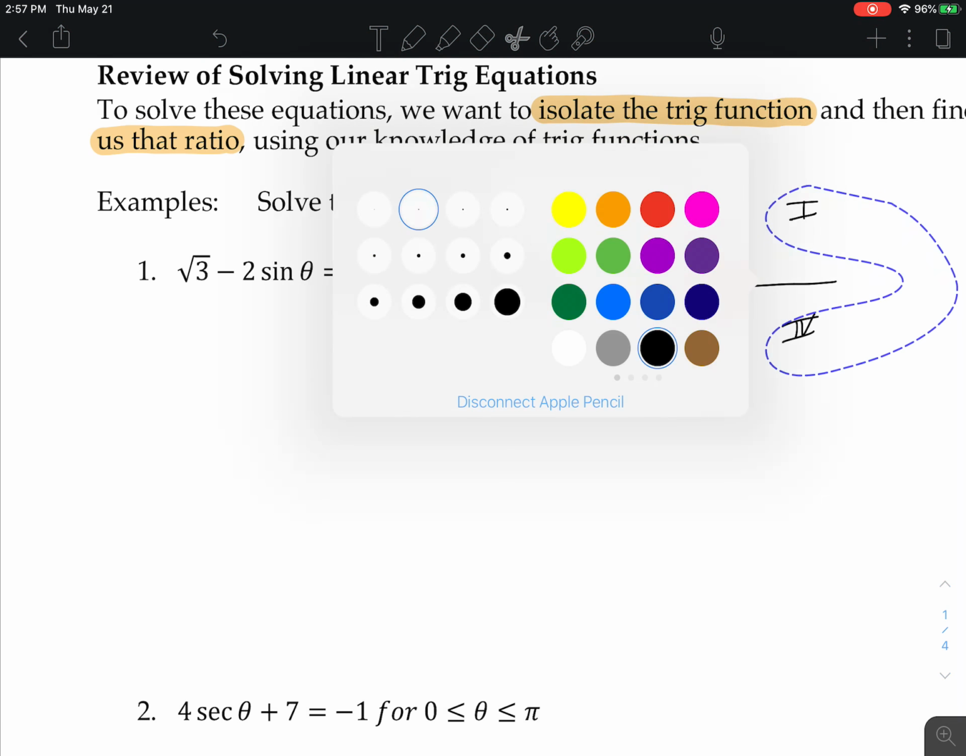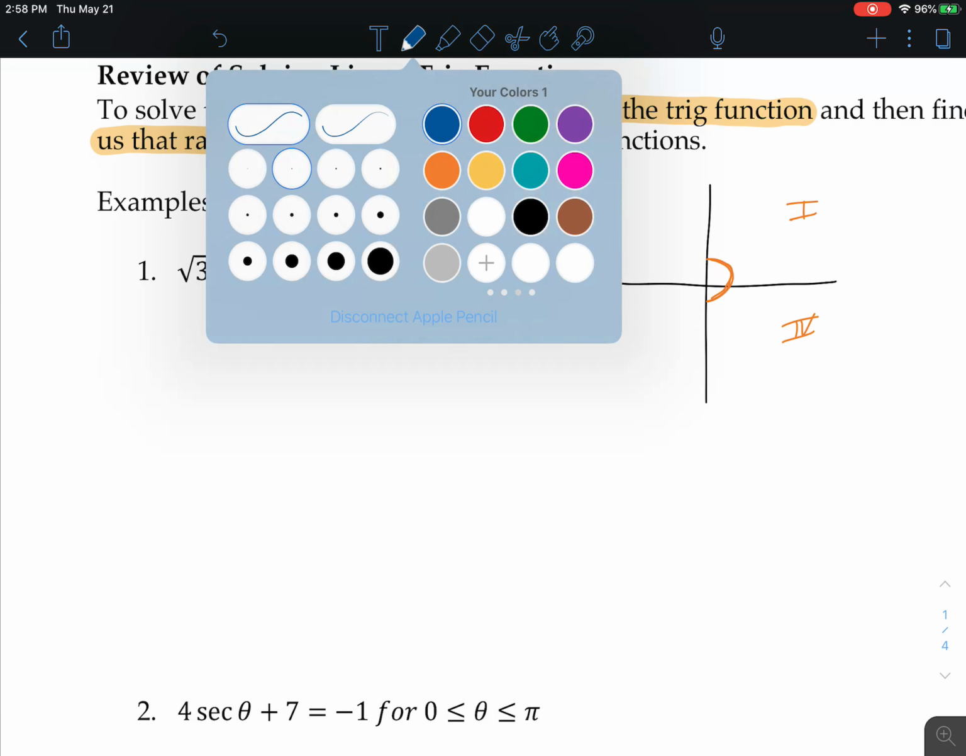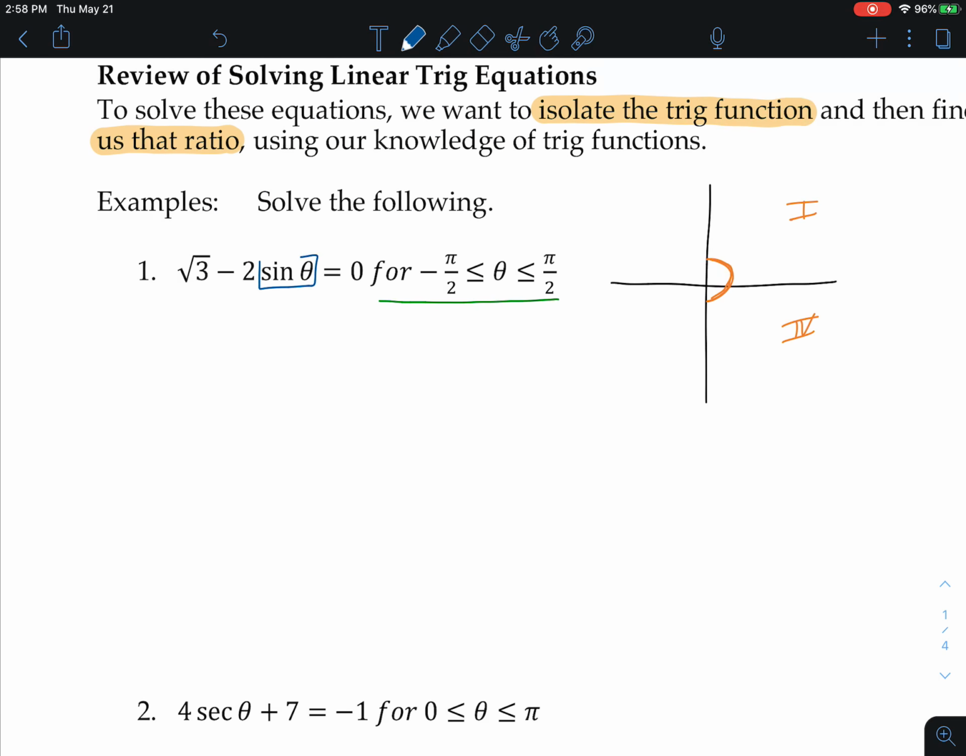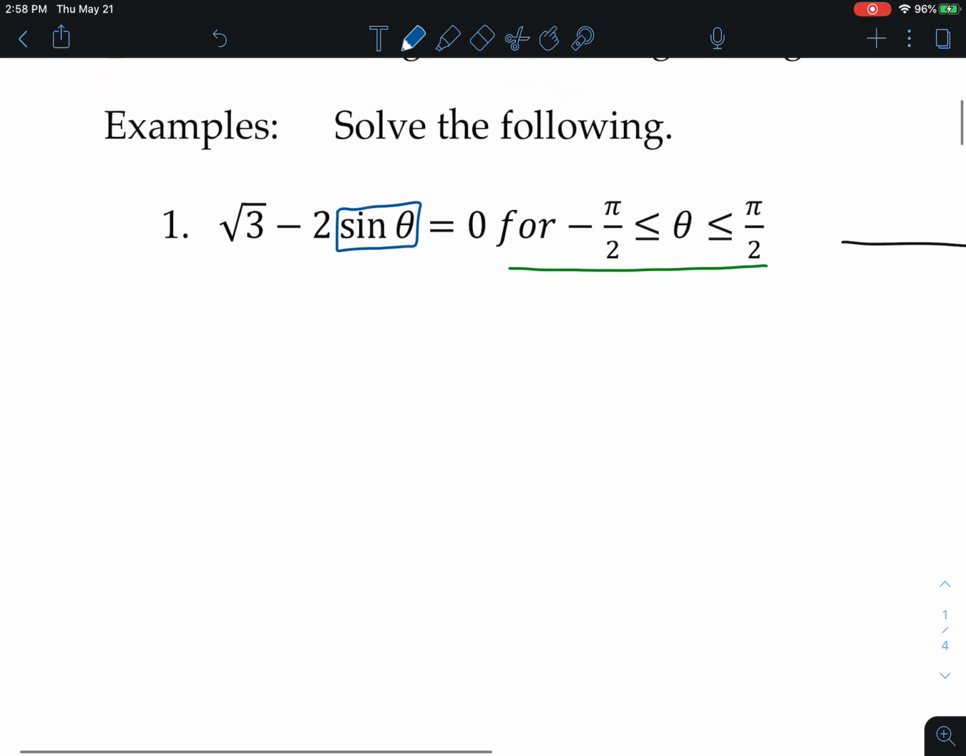Now let's take a look at our function. What do we have over here? We want to get the trig function by itself. Sine of theta we want to be alone. So we treat it just as an x, where we move everything away from that. So we get sine of theta, as if it were an x, equal to something. So we subtract radical 3 from both sides, and we get negative radical 3.